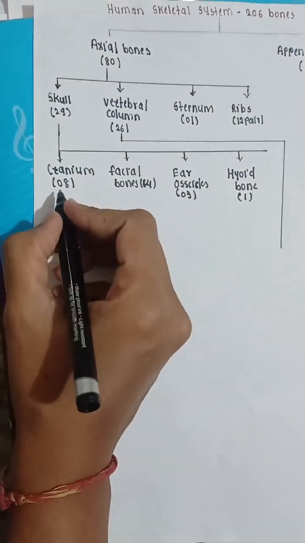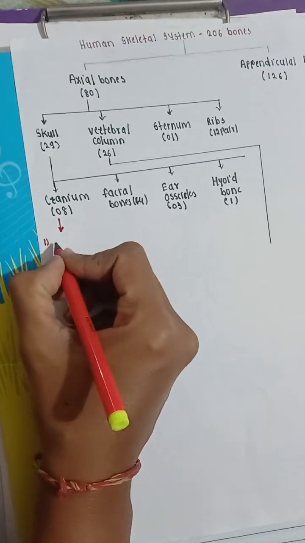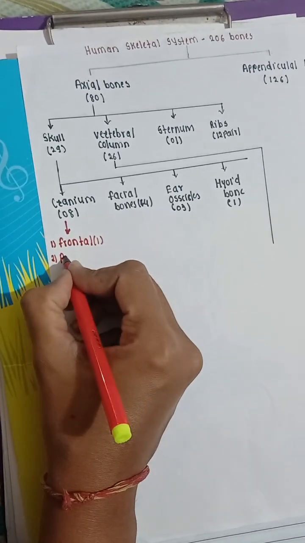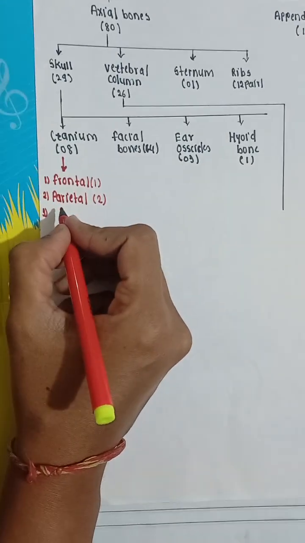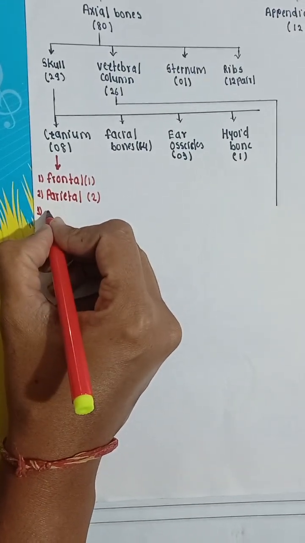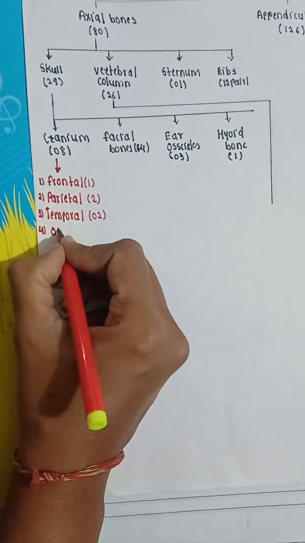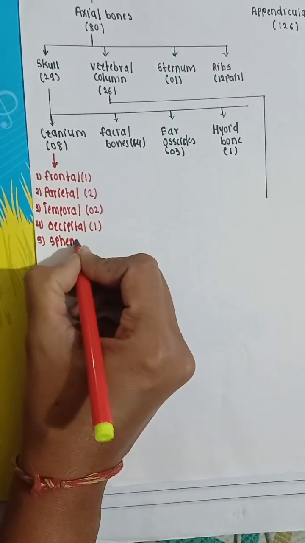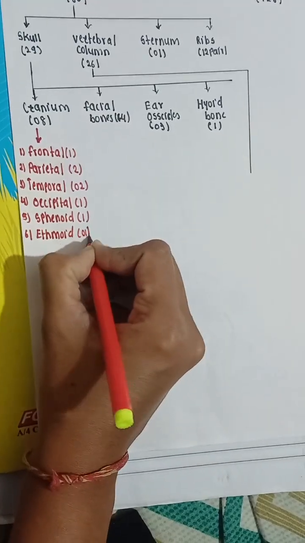Okay, first cranium again classified into different bones. The first one is the frontal bone, which is single. Second, parietal bone, which is 2. Third one is the temporal bone, which is 2 in number. Fourth is the occipital, single bone. Then sphenoid bone, single bone. Then ethmoid bone, which is also single.